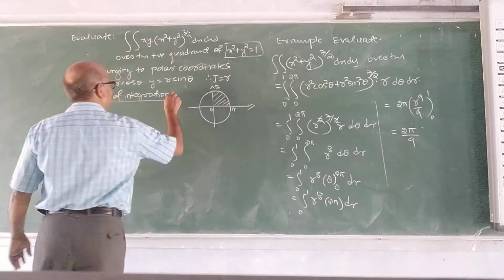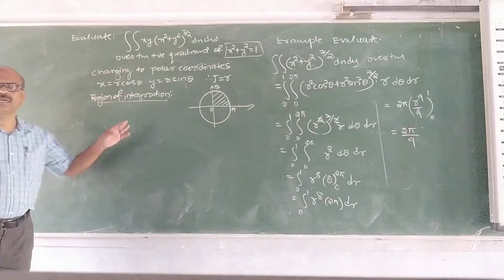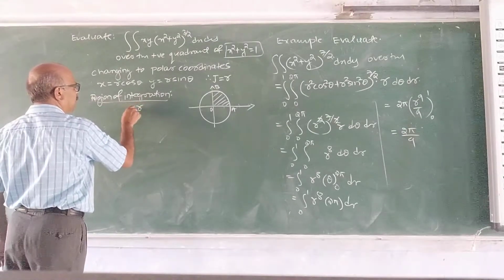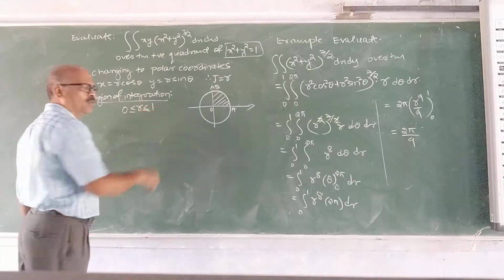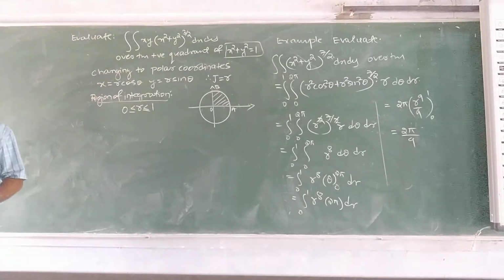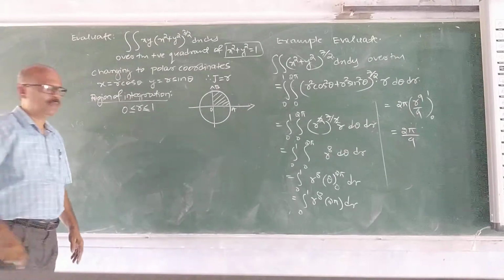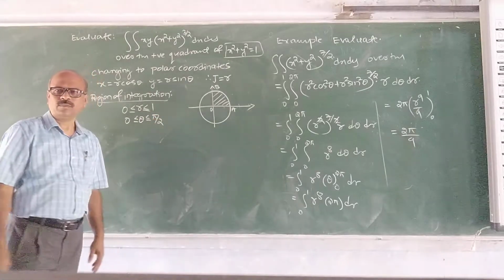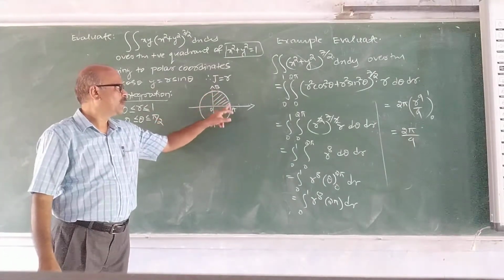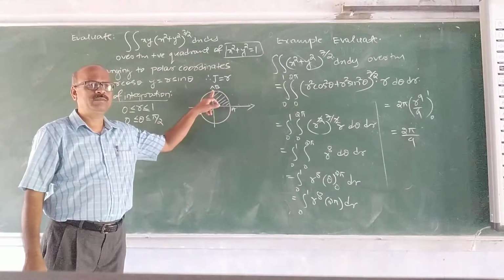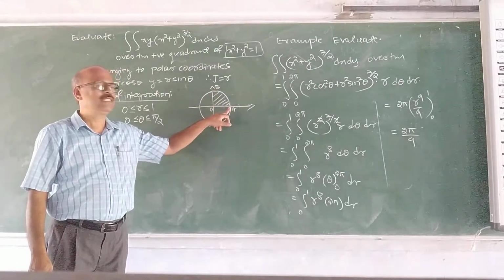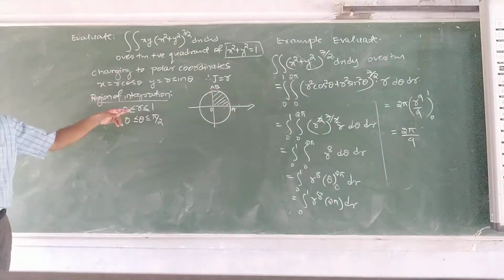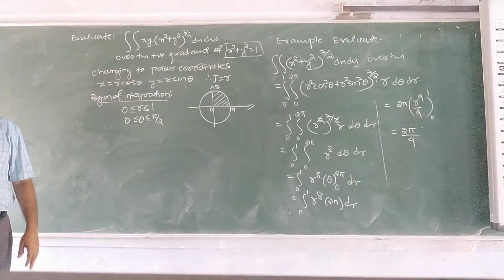The region of integration in the r theta plane, what is the region? r varies from 0 to 1, 0 to 1 only. But what is the corresponding value of theta? Theta varies from 0 to only pi by 2. For this region, how does theta vary? 0 to pi by 2. Here for this point, theta is 0. For this point, what is theta? Pi by 2. So only theta varies from 0 to pi by 2.